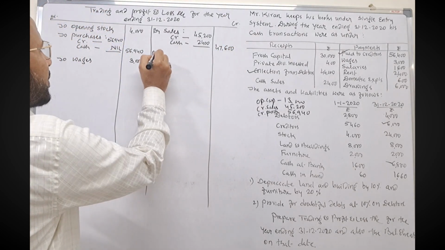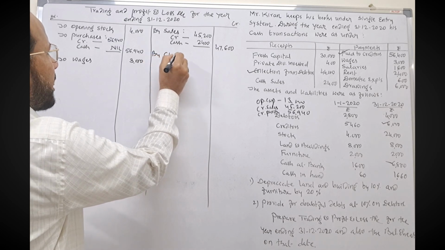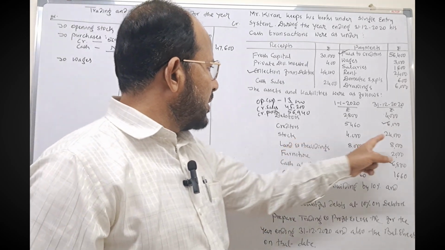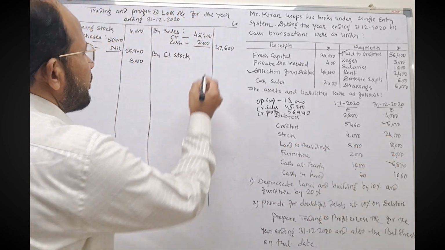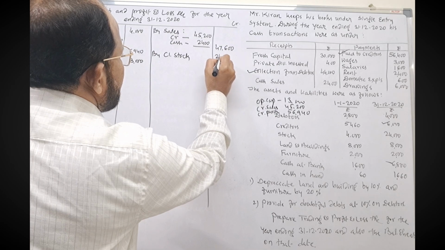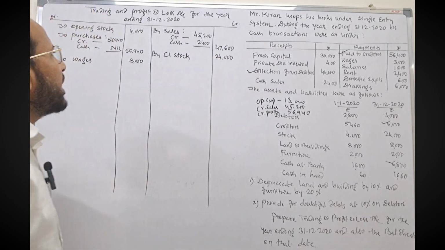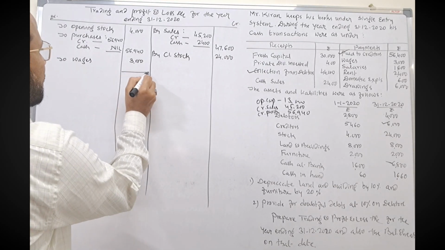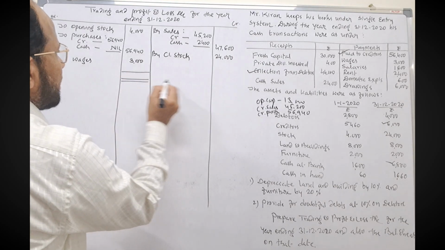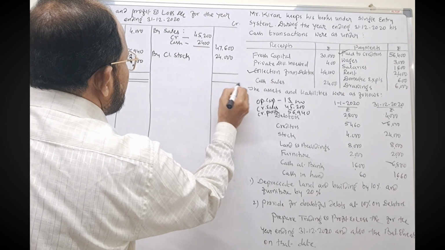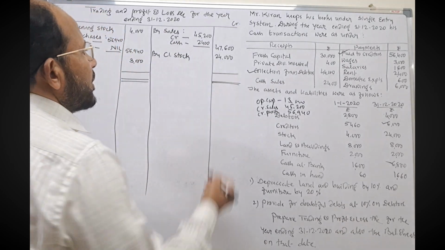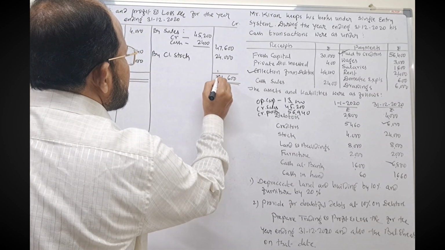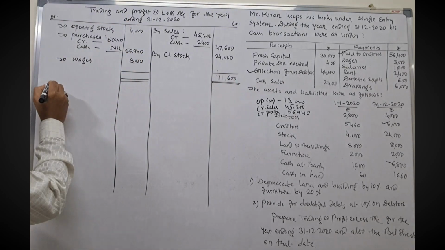Next we show closing stock. The closing value of the stock is given as 24,000, that we show here. Closing stock 24,000. Nothing else. We close the account. Balance it. Here it comes to how much? 71,600 is the total.